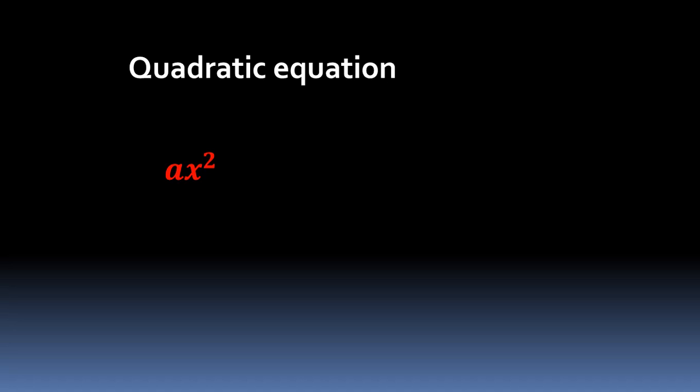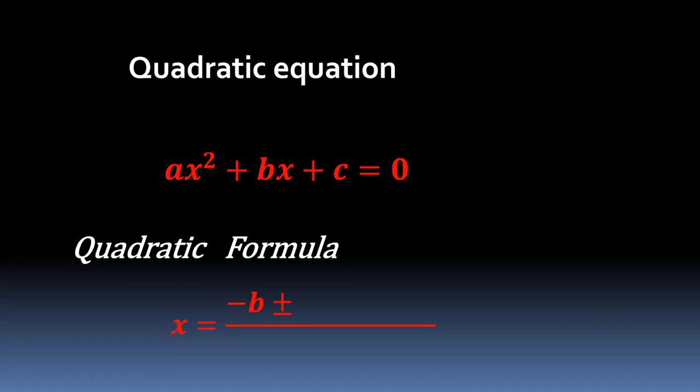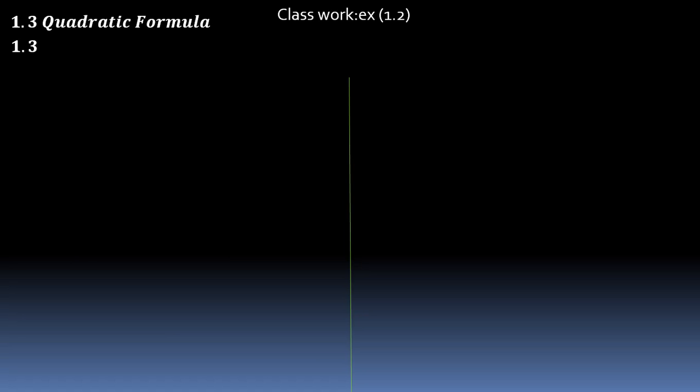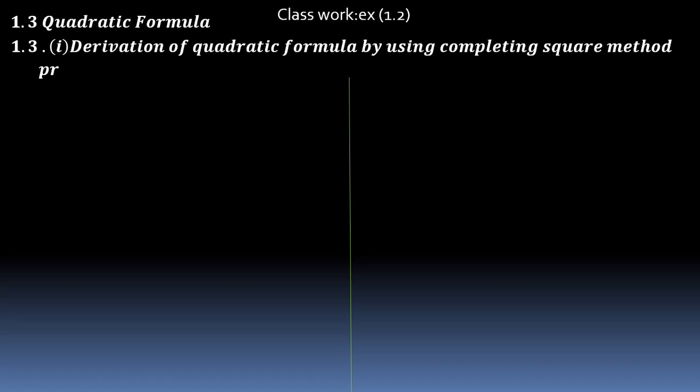Quadratic equation: ax square plus bx plus c is equal to 0. It is a standard quadratic equation. Quadratic formula: x is equal to minus b plus minus under root b square minus 4ac upon 2a. Class work exercise 1.1 quadratic formula. 1.3.1 derivation of quadratic formula by using completing square method.